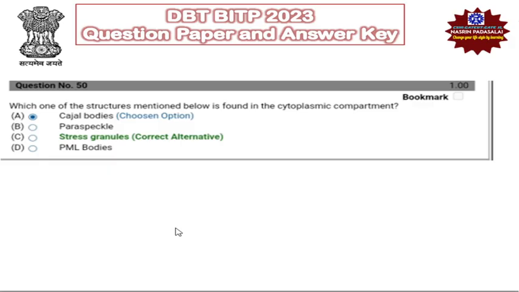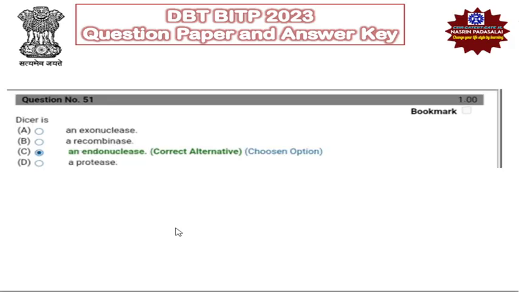Next, which of the following structures mentioned below is found in the cytoplasmic compartment? So, the correct answer is stress granules. These stress granules are produced when, at the time of translation, a few mRNAs will be stalled at the initiation site itself due to some kind of stress. So these stress granules will be present in the cytosol environment, whereas the rest of the things like PML bodies, Cajal bodies, and paraspeckles are found in the nucleus. Okay, next is dicer.